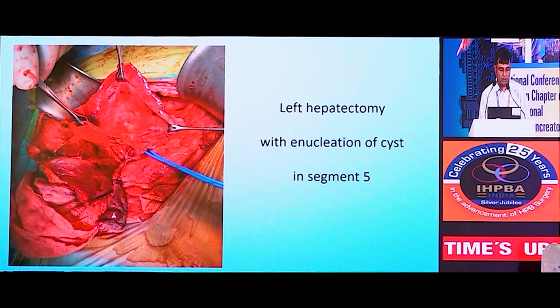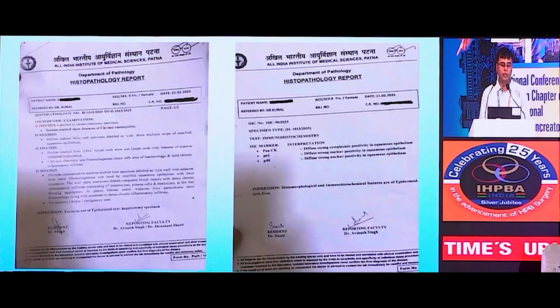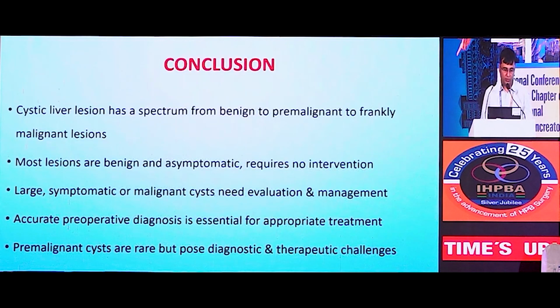As you can clearly see, the enucleation is very clear cut, demarcated, and her histopathology was even more strange. That was an epidermoid cyst. We confirmed that with immunohistochemistry as well. So pathology can be very strange at times.